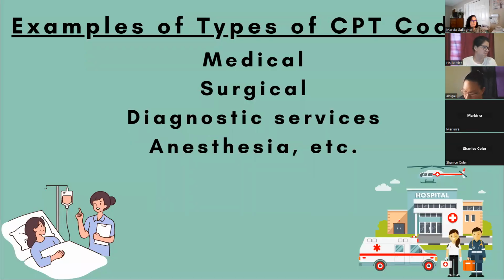So here are some examples of types of CPT codes. You have medical, surgical, diagnostic services, and anesthesia. Anesthesia is also fun to code.